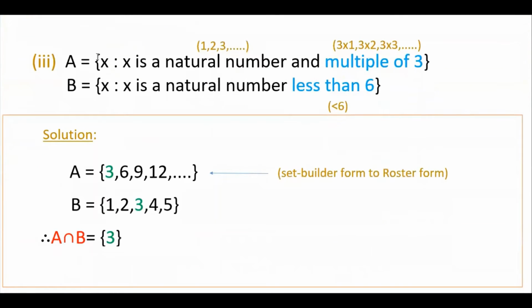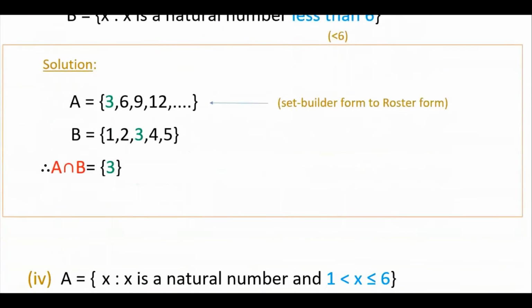Next one, third one. A is equal to {x : x is a natural number and multiple of 3}. So we know that natural numbers are 1, 2, 3, etc. and multiples of 3 are 3, 6, 3 3s are 9 and 3 4s are 12. These are multiples of 3. So A set you can write in a roster form like this: {3, 6, 9, 12, ...} because x is a multiple of 3 as well as a natural number. And B is equal to {x : x is a natural number less than 6}. So less than 6, the numbers are 1, 2, 3, 4, 5. And A intersection B is equal to, here only one element is common, that is 3. This is also a singleton set.